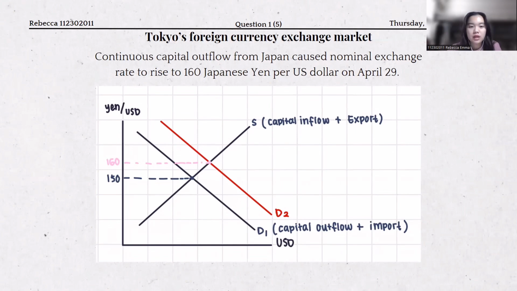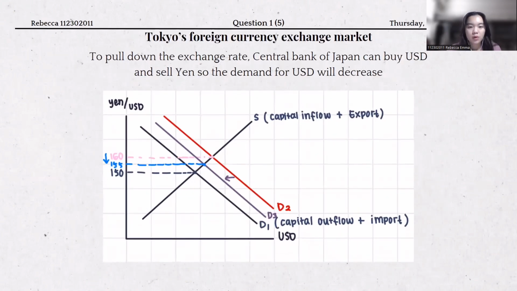Also, secondly, Central Bank of Japan wanted to pull down the nominal exchange rate down. So they can do it by buying US dollars and selling the yen. Here's when they buy more dollars and then selling yens, this will decrease the demand and it will pull down to its wanted number, which is 155 yen per US dollars.